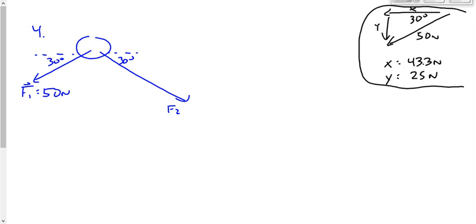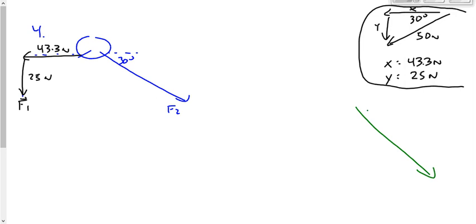So let's actually redraw this. We don't have to, but I will. I got 43.3 newtons this way, and I have 25 newtons this way. I'm calling this F1. Now, F2, we're going to draw off to the side as well. 30 degrees right here. This is my X component. This is my Y component.